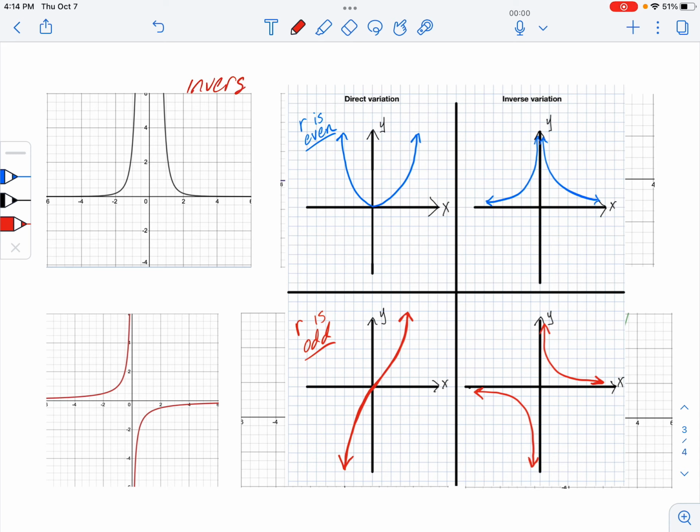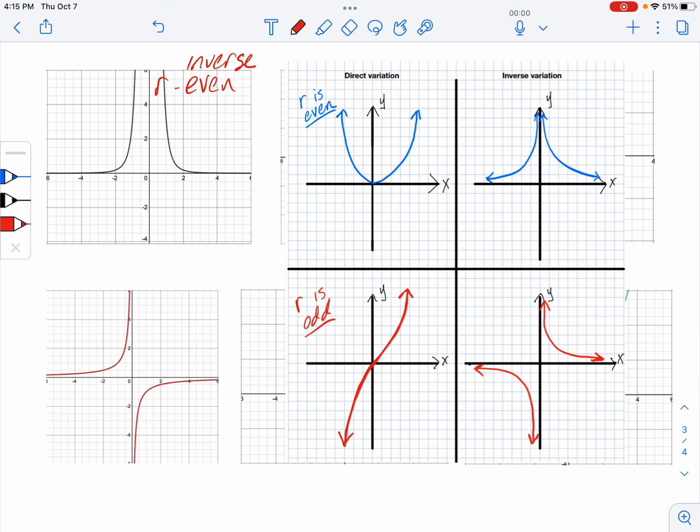So what you could do is just write that on here. Inverse, even, R value. I'm just going to say, let's just do it this way. Let's just say R is even.